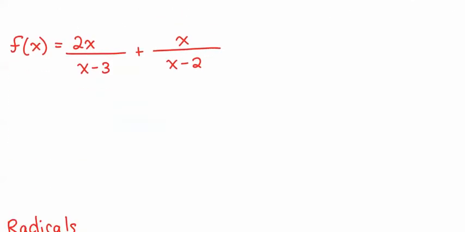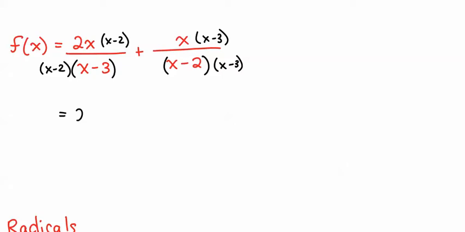Okay, when I'm adding rational functions, I need a common denominator. So a common denominator between x minus 3 and x minus 2 is just going to be multiplying them by each other. So I'm going to take my first fraction and multiply the top and the bottom by x minus 2. And my second one I'm going to multiply by x minus 3 on the top and the bottom.